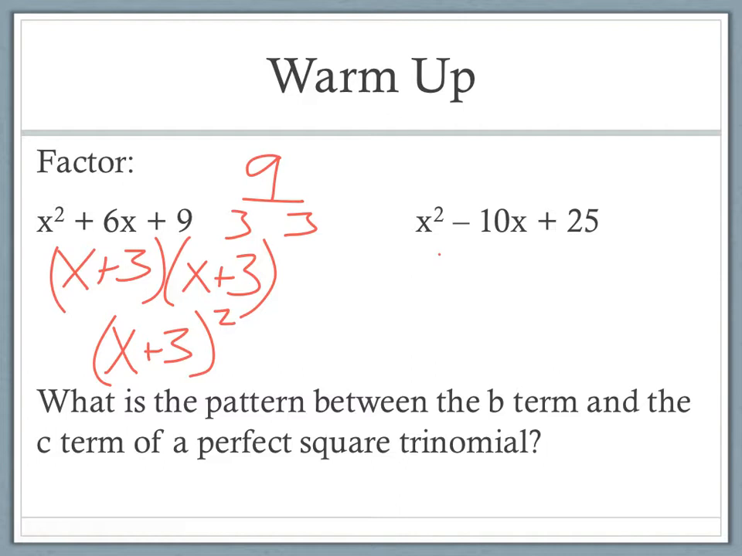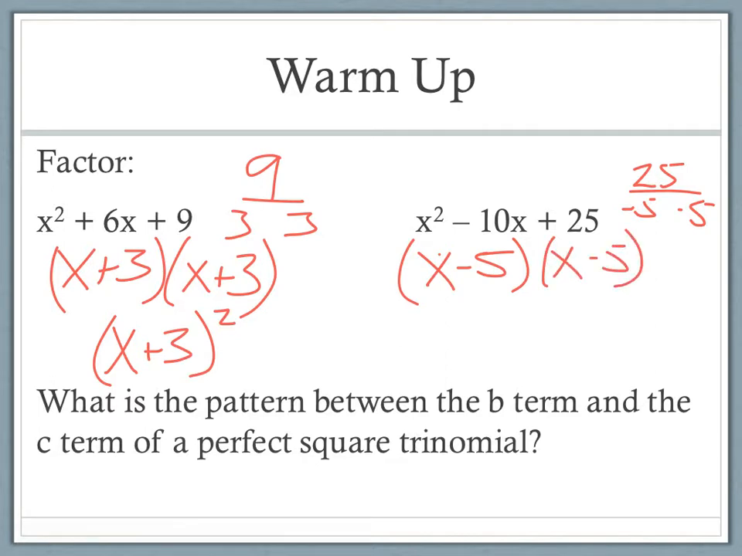Okay. Same thing over to this next one. What multiplies to 25 but adds up to negative 10? We'll just use negative 5 and negative 5. So x minus 5 and x minus 5. Now, I can write that as x minus 5 squared. If you notice about these, the c term for both of these were perfect squares.